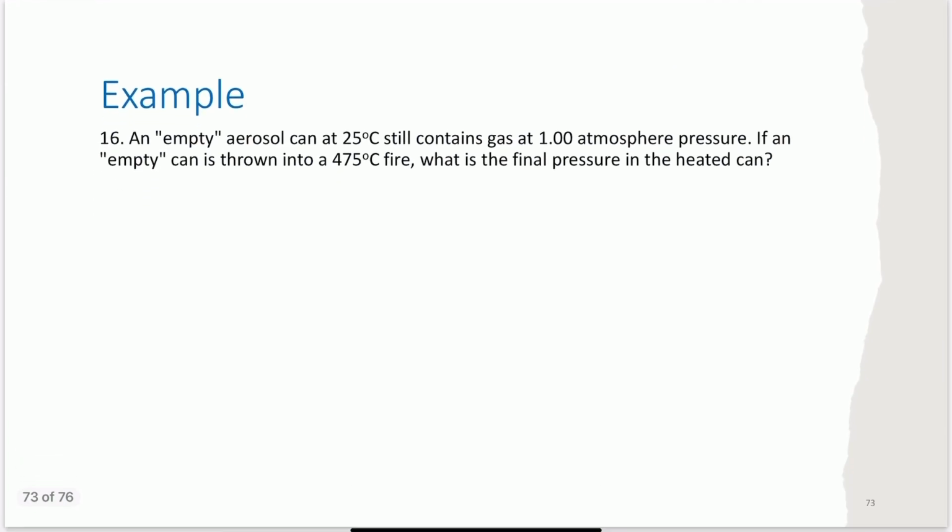Number 16, an empty aerosol can. Empty in quotes because, well, are they ever really empty? Empty aerosol can at 25 degrees C still contains gas at 1 atmosphere pressure. If an empty can is thrown into a 475 degree fire, what is the final pressure in the heated can?